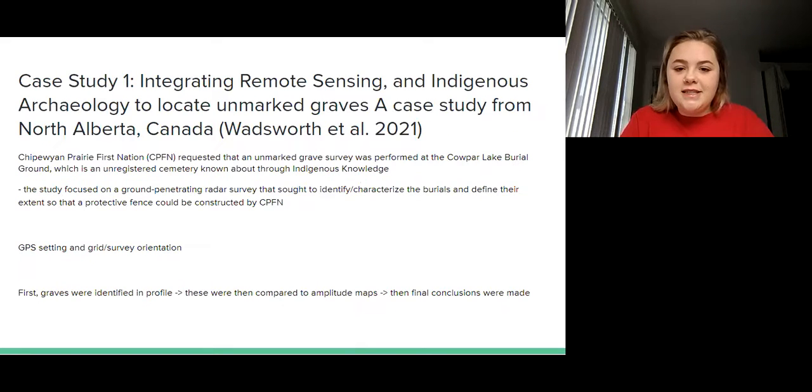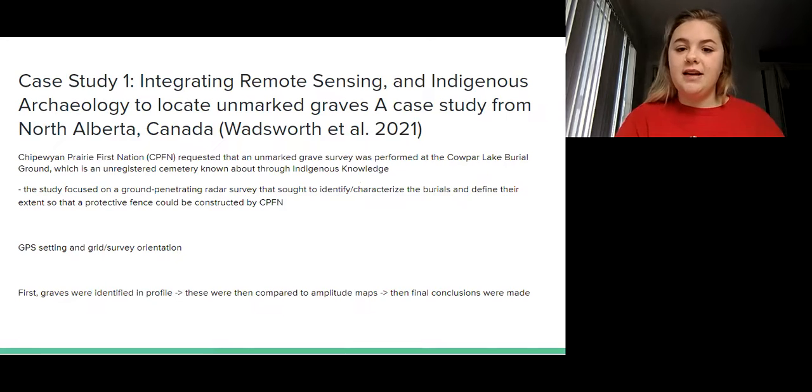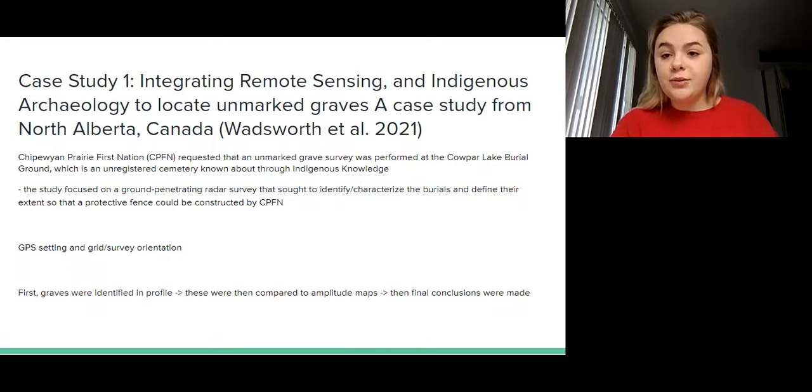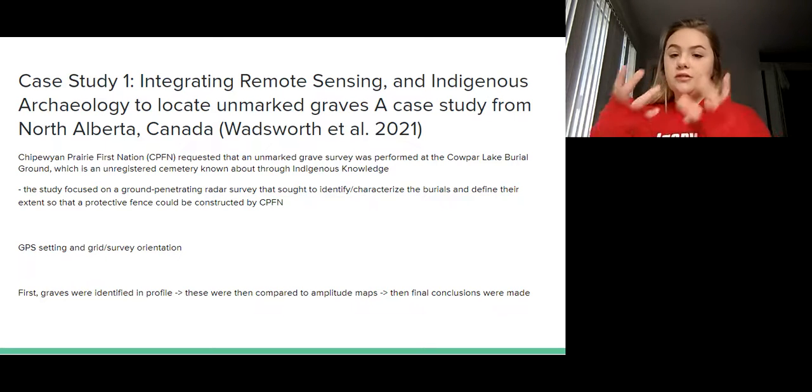So the first case study that I would like to go through is written by Watson, Worth et al. in 2021, in their article Integrating Remote Sensing and Indigenous Archaeology to Locate Unmarked Graves, a case study from Northern Alberta, Canada. So this was brought on because the Chippewa Prairie First Nations requested that an unmarked grave survey be performed at the Cowpar Lake burial ground, which was an unregistered cemetery known through Indigenous knowledge.